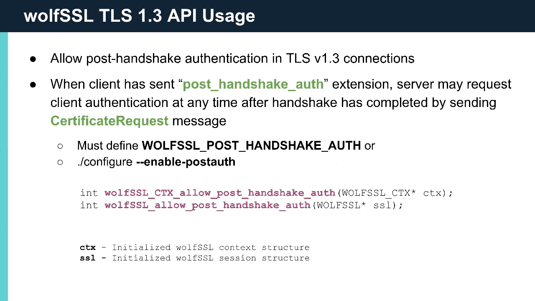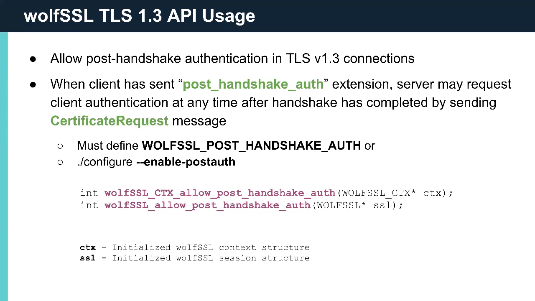Another unique thing about TLS 1.3 is that you can do authentication of the client and/or server post handshake. The client has an extension called post handshake auth, where, if that's available, the server can request client authentication anytime after the handshake's completed. It just sends another certificate request message, and the client would send back a certificate message.